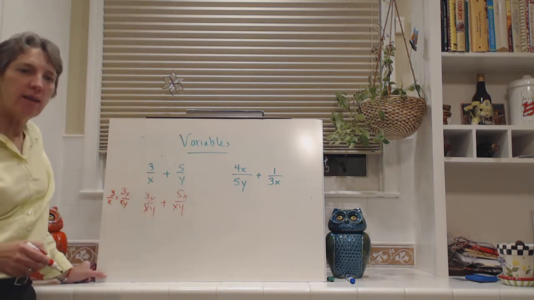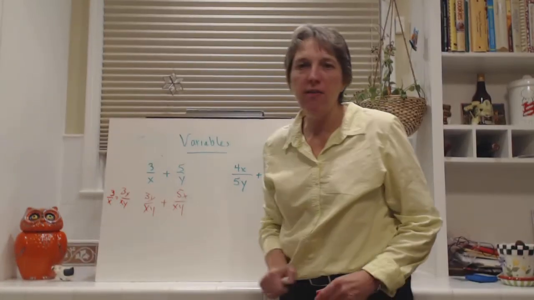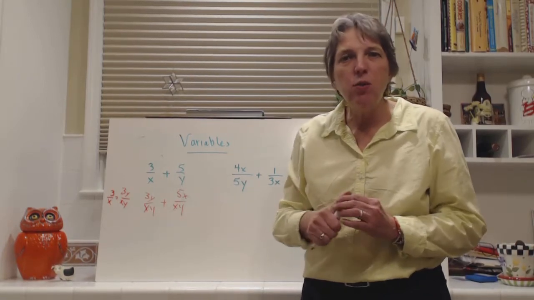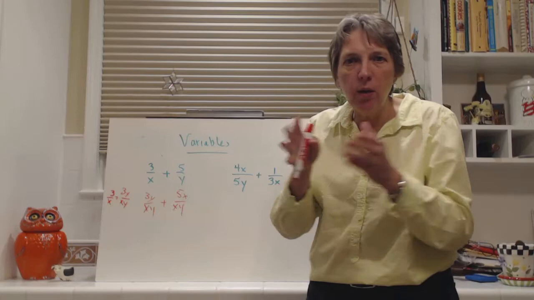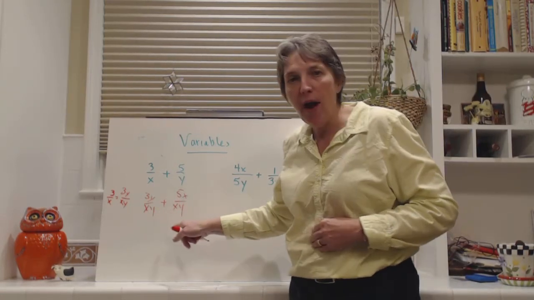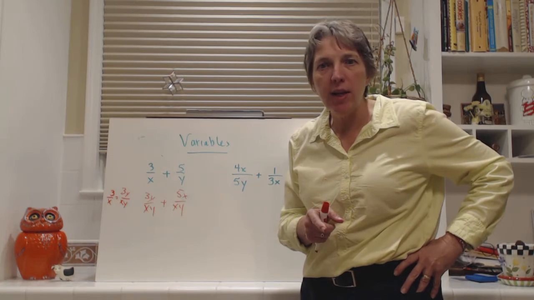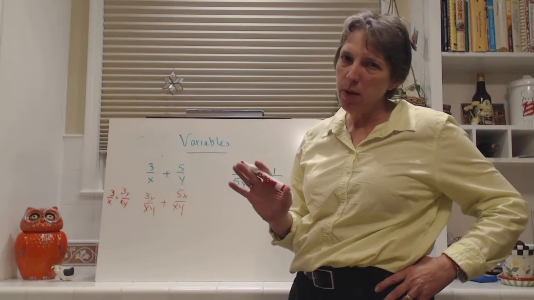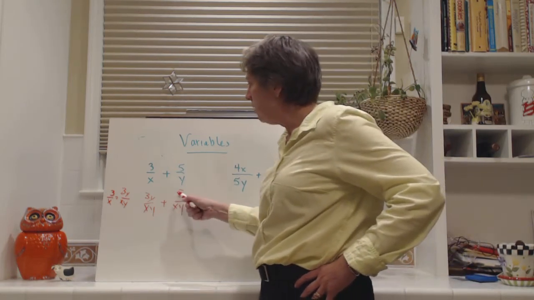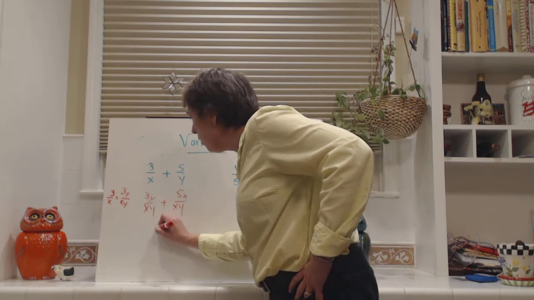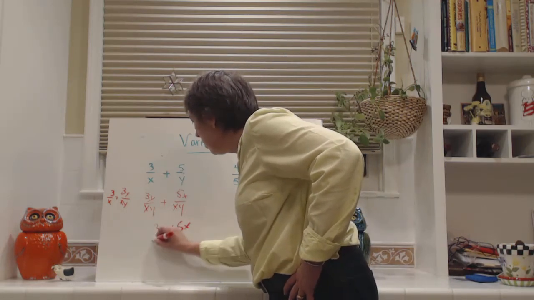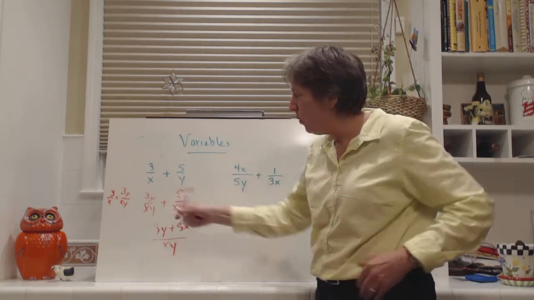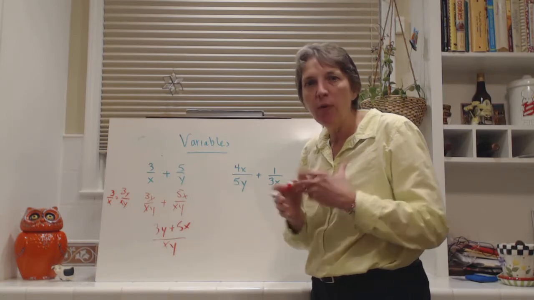You cannot leave it as 3y over xy plus 5x over xy, because you have the knowledge and the ability to take it one more step. This is still two fractions. You've got a common denominator, so you can add them. If you don't put it in alphabetical order, it doesn't bother me this time. But we could say 3y plus 5x over xy. We took two fractions and added them together, and we've created one fraction.